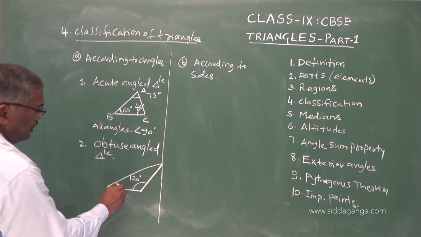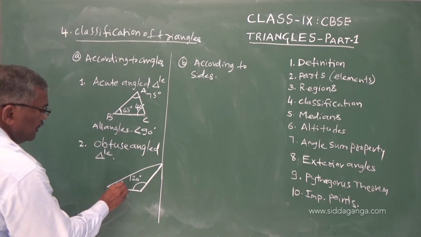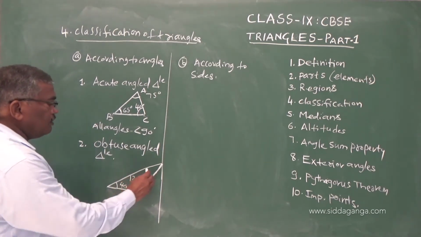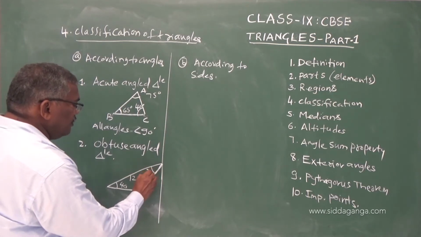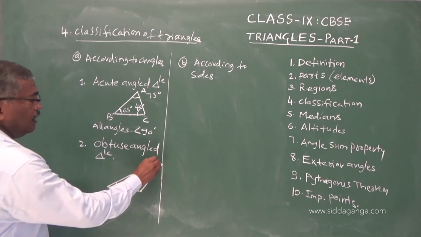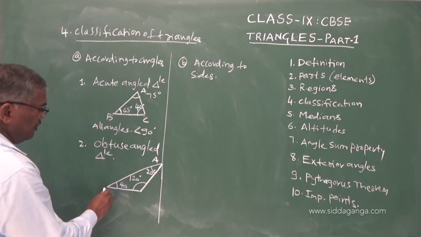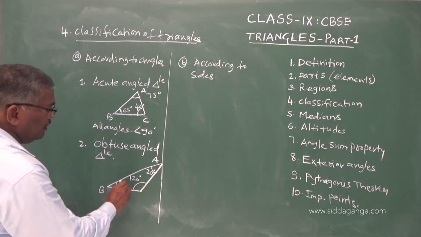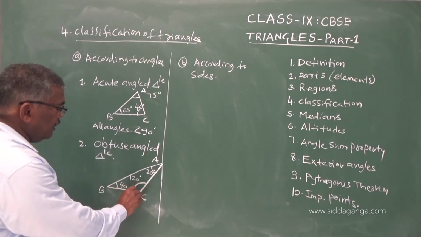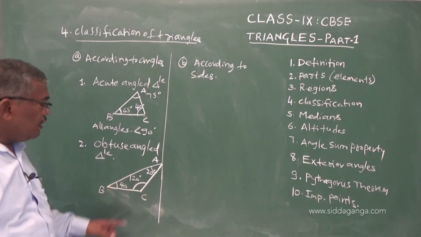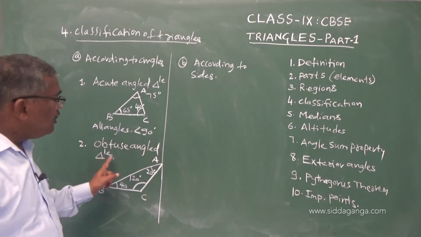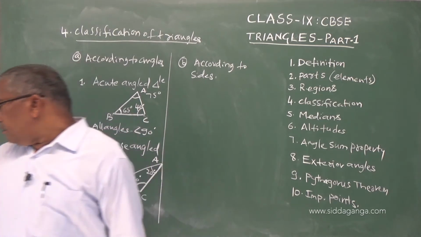So, this is say 40 degree, let us say 120 plus 40 is 160, and this will be only 20 degree. Just remember like this. So, this is angle A, angle A is 20 degree and angle B is 40 degree, angle C is 120 degree. So, here 120 degree, this is more than 90 degree. So, among these three angles, one angle is 120 degree, means more than 90 degree. Therefore, this triangle is known as an obtuse angle triangle.